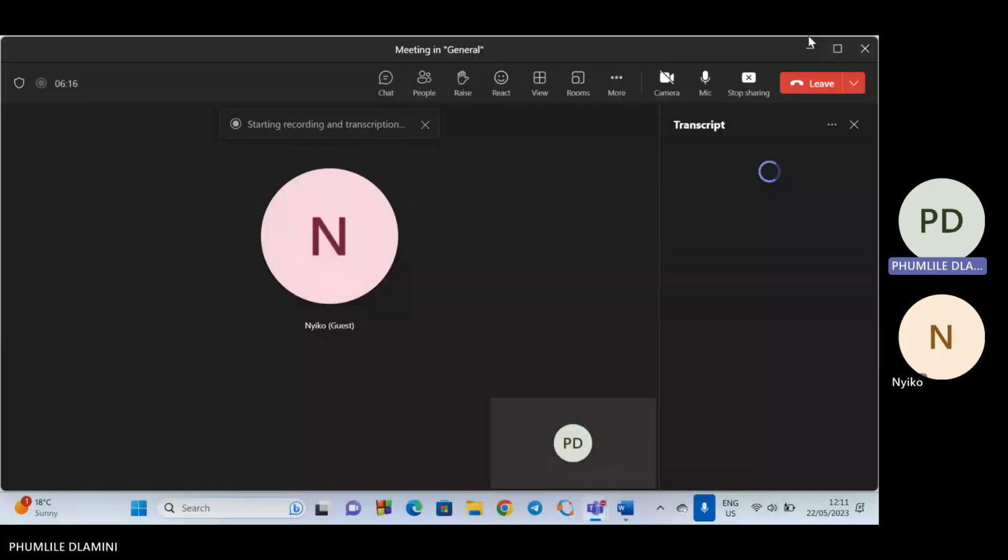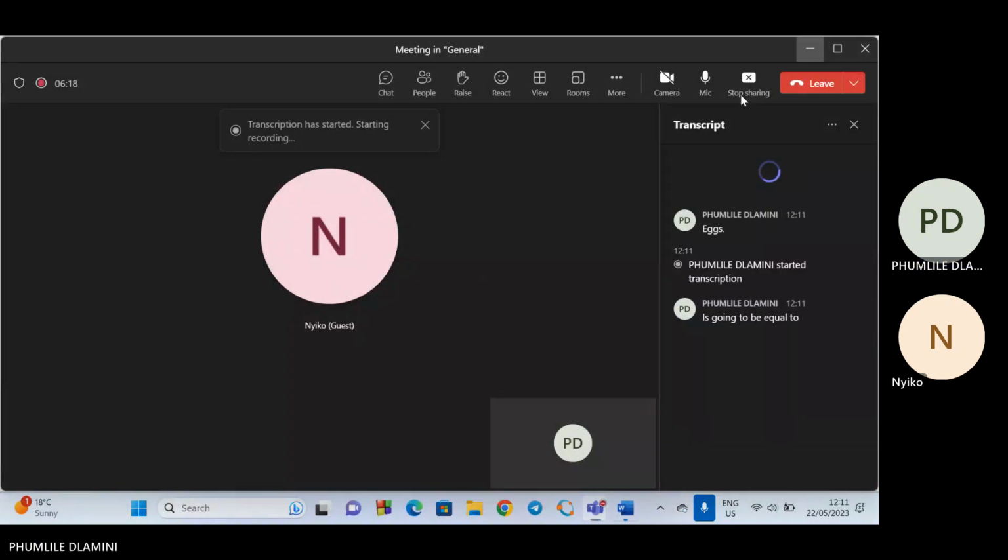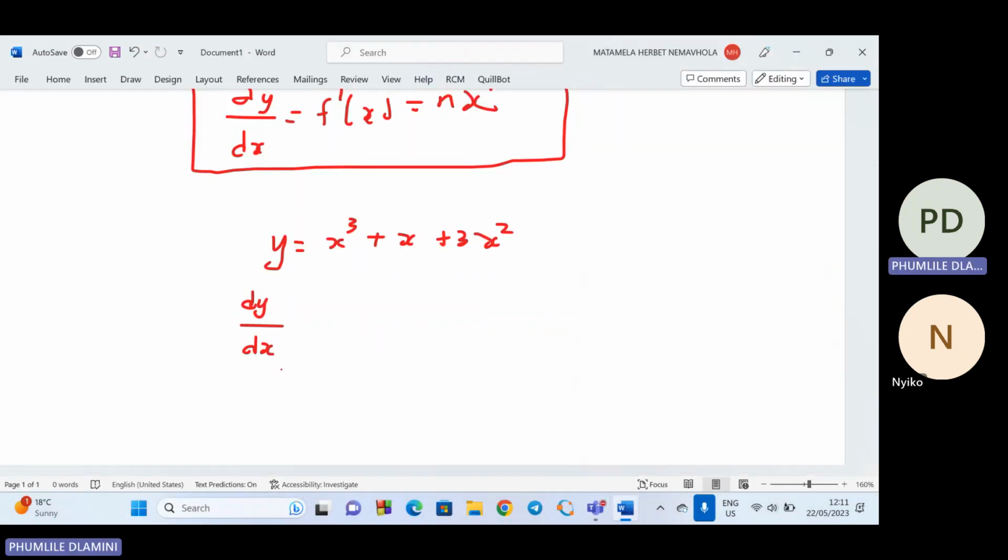dy over dx is going to be equal to, we take this one down, it's going to be 3x squared. Then the next term, minus 1: the 1 goes down, so it's minus 1 times x to the power 0, and that is equal to 1. This one is the same as 3 times 2, so 3x to the power 2 minus 1. Here, 1 times 1, x to the power 1 minus 1.